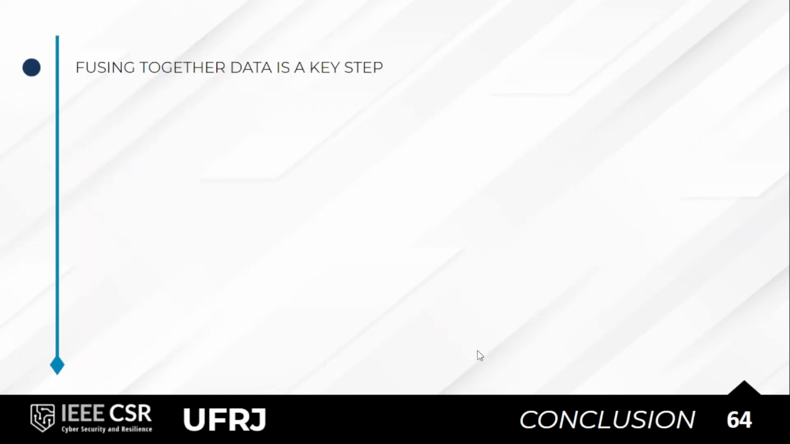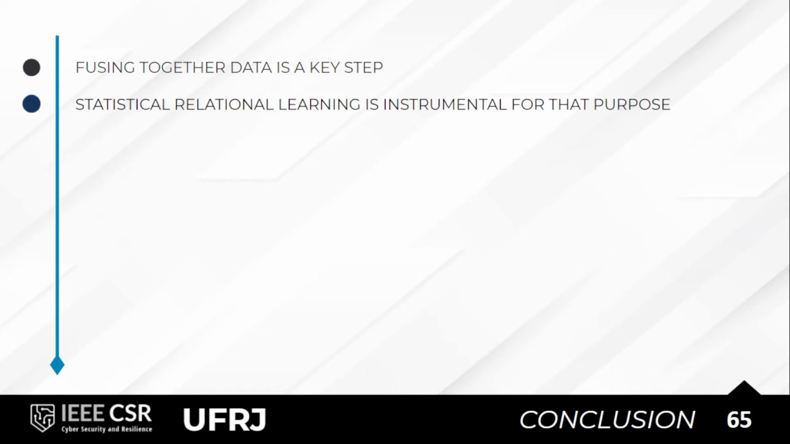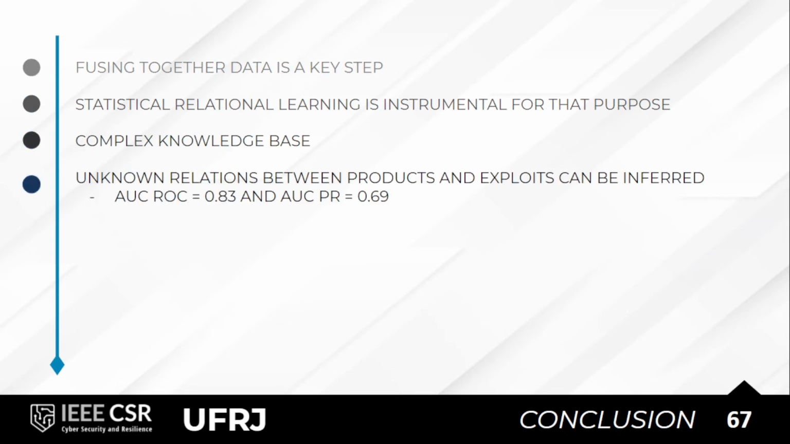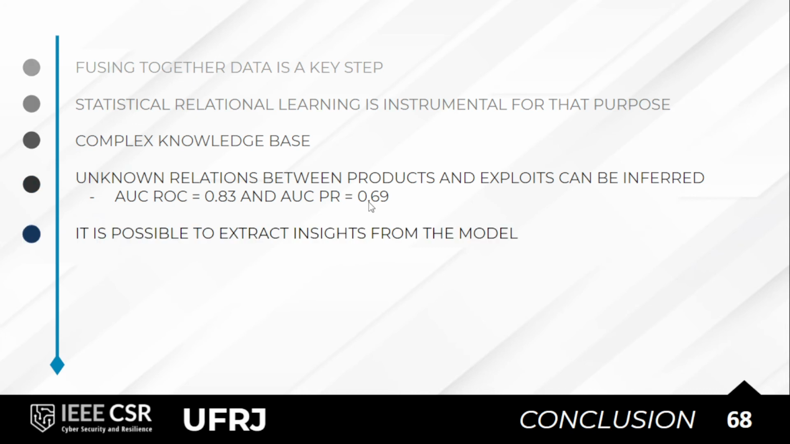First, we saw that it can be essential to fuse together data about products, vulnerabilities, and exploits. We then showed that statistical relational learning can be used for this purpose. In particular, we were able to build a complex knowledge base, and using our approach, we were able to infer unknown relationships between products and exploits with an AUC-ROC of 0.83 and an AUC-PR of 0.69. Finally, we indicated that it is possible to extract useful insights from the model.